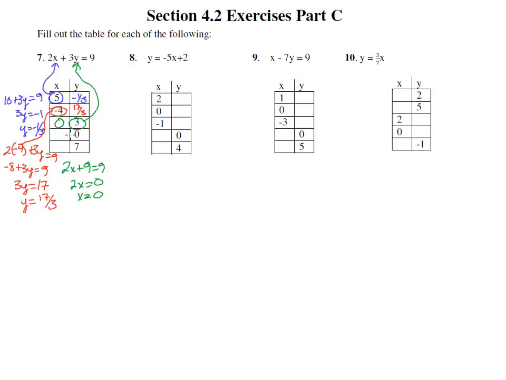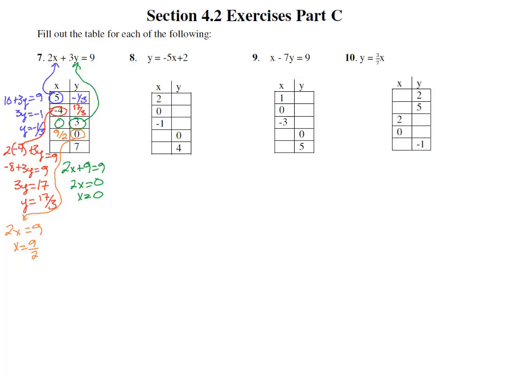The next one, we're going to stick 0 in for y. So let's draw an arrow down here and stick in 0 for y. We get 2x plus 3 times 0. Well, 3 times 0 is 0. So 2x plus 0, that is all gone now. It's just 2x equals the 9. Divide by 2 and we get x equals 9/2. Let's plug that in right there on the table, 9/2.